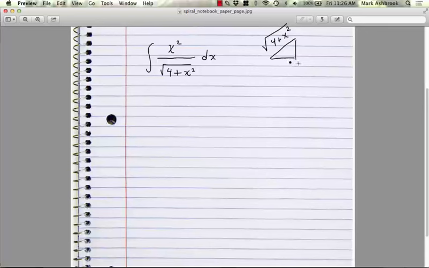And so then what are our legs? 2 and x. Take your pick, it doesn't matter. You can put the 2 here or you can put it up here, but we'll just do it this way. 2 and x.